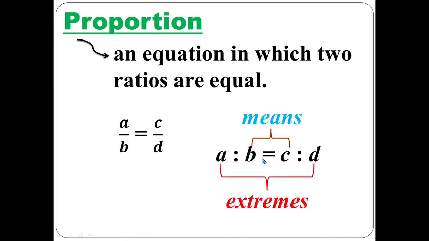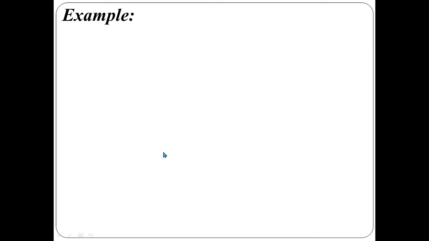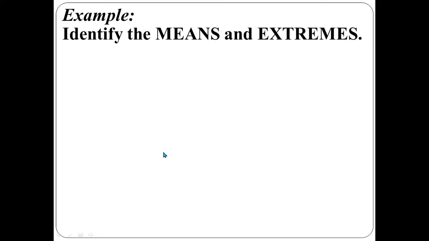So yung means ay ito. Kapag nakasulat siya ng ganito, yung means ay yung dalawang nasa gitna, yung extremes ay yung dalawang nasa gilid. So kapag ganito siya nakasulat, ang means ay B and C. Ang extremes, A and D. Para mas maintindihan kung paano ma-identify ang means and extremes, we have an example.